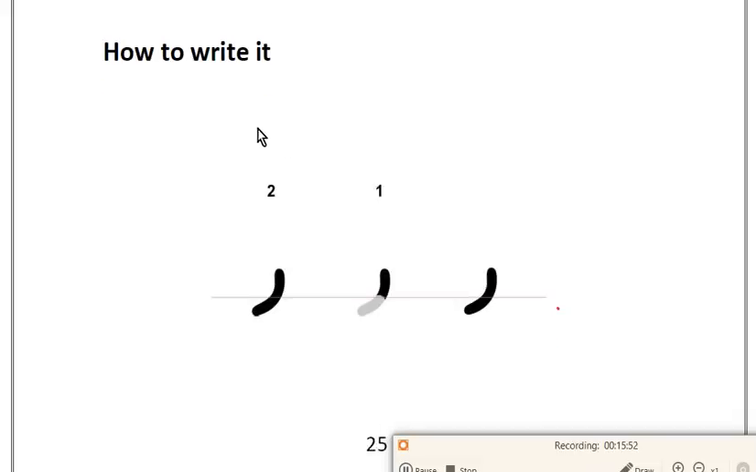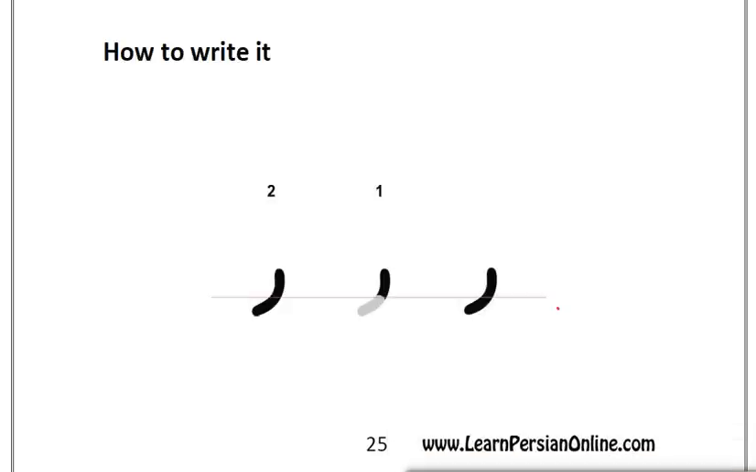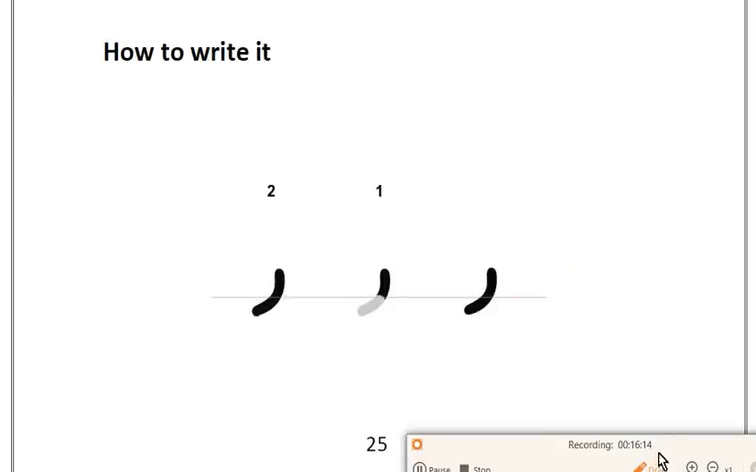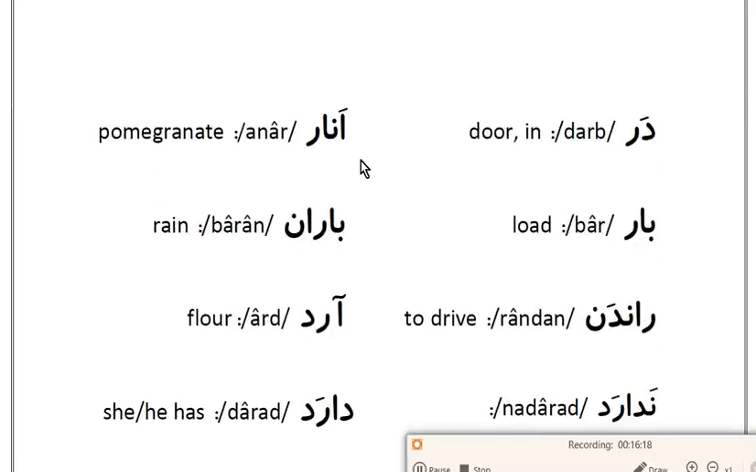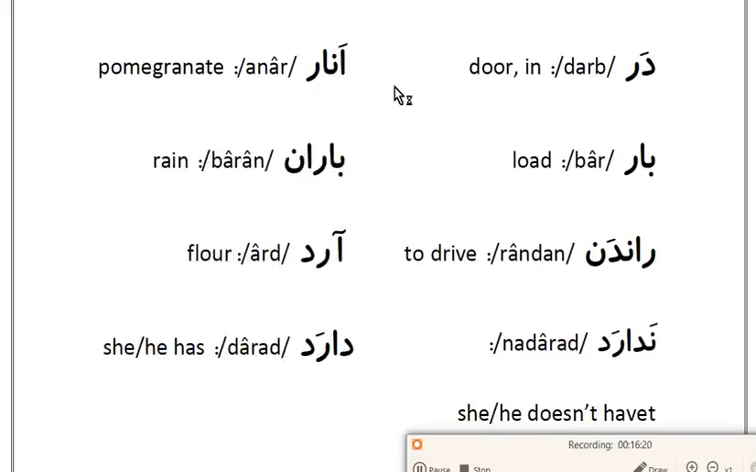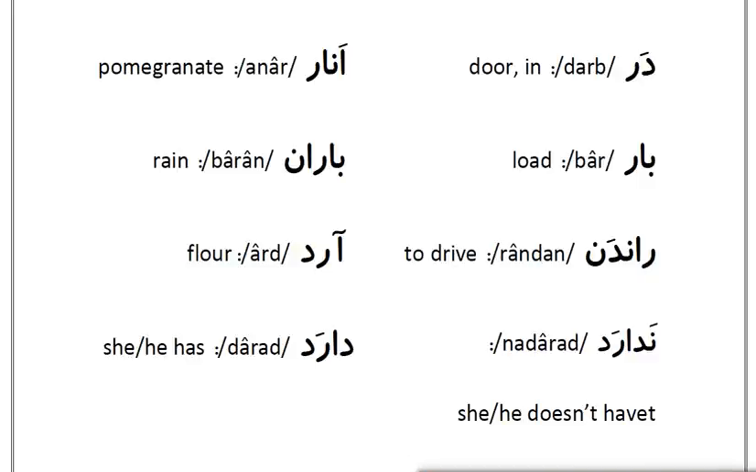Okay, so you see how we write the letter? Let me just try to write it for you. Okay, so just like that, re. Very easy way to write it. So just straight, re. All right, so let's go to the next page. Next page, we have some sample words for re. So I just review some of them for you.